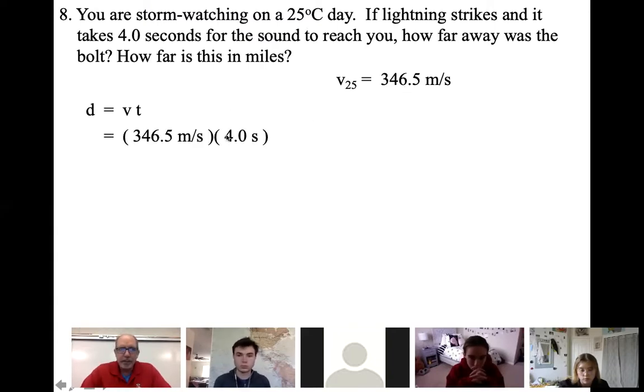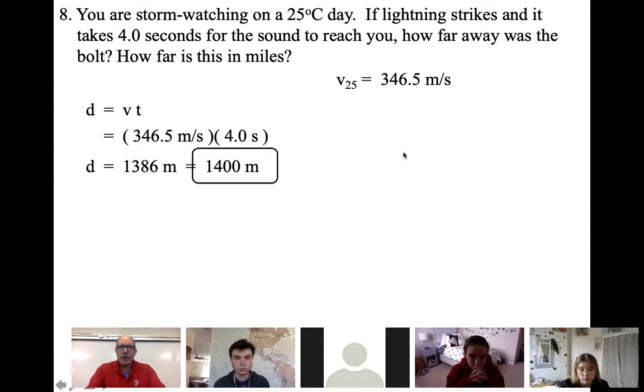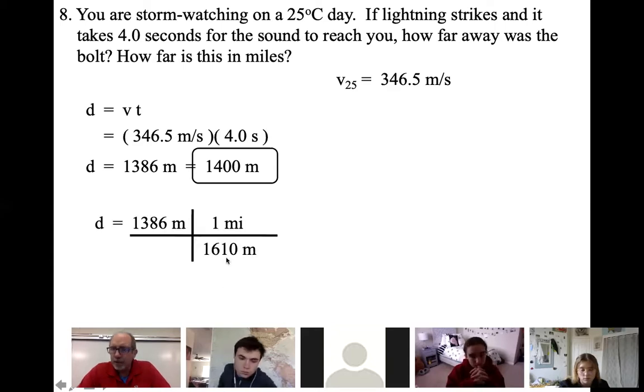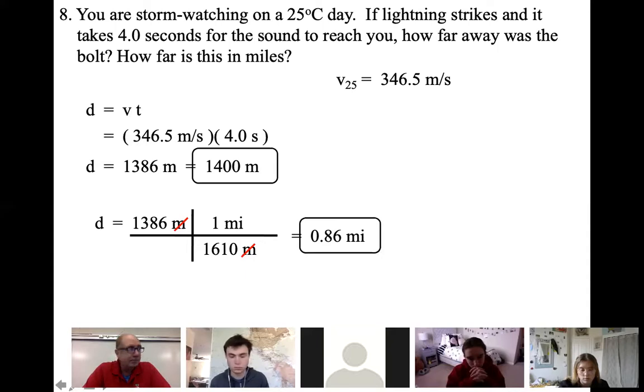So it travels this fast for 4 seconds, and it goes about 1,400 meters. How far is this in miles? Well, you people who run track know that a mile is about 1,600 meters. 1610 to be exact. So if I convert this to miles, what I get is 0.86 miles. So it wasn't 4 miles away. It was less than 1. It brings the lightning a whole lot closer to you.